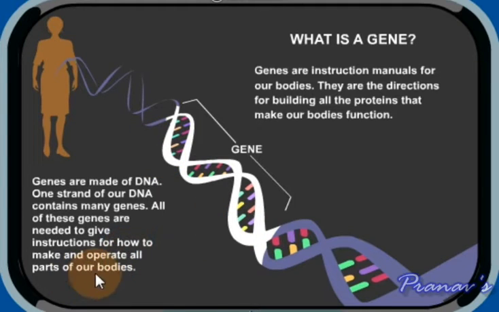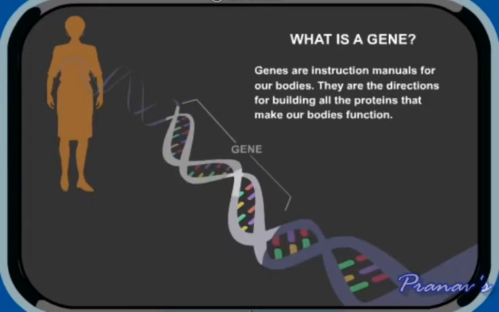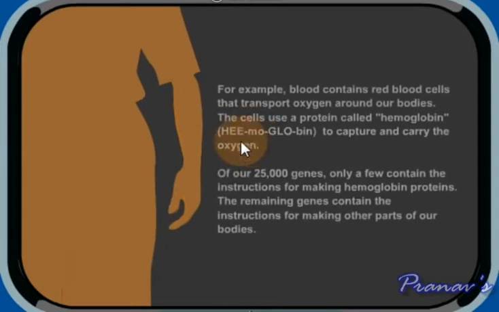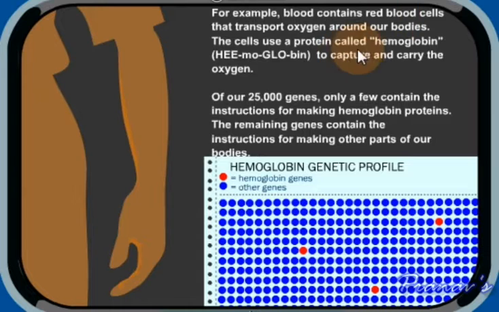These genes contain the information for making proteins. Let's understand this with an example. For example, blood contains red blood cells that transport oxygen around our bodies. The cells use a protein called hemoglobin to capture and carry the oxygen. Of our 25,000 genes, only a few contain the instructions for making hemoglobin proteins. The remaining genes contain the instructions for making other parts of our bodies.